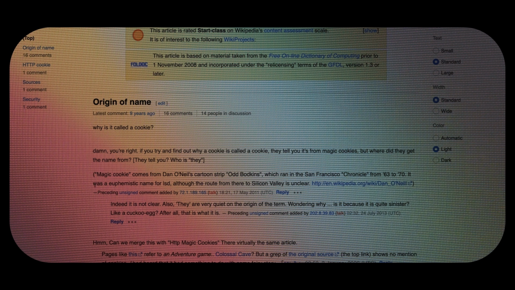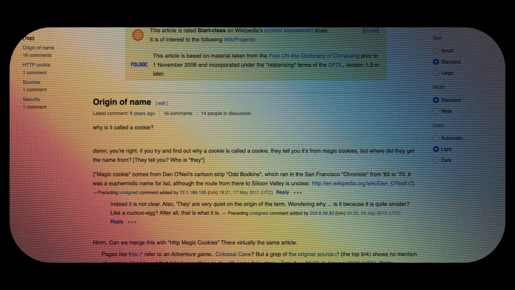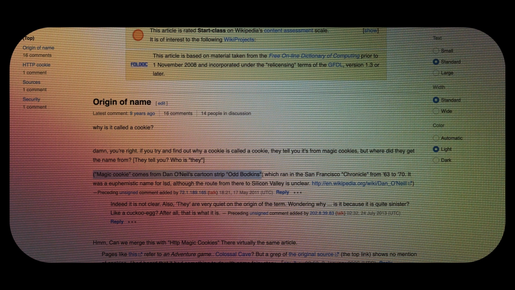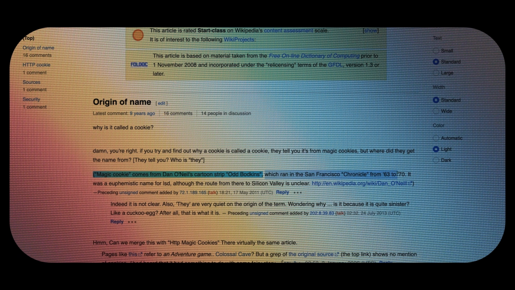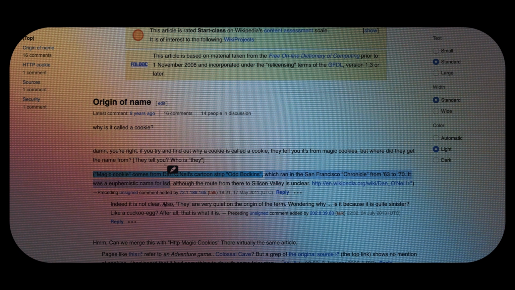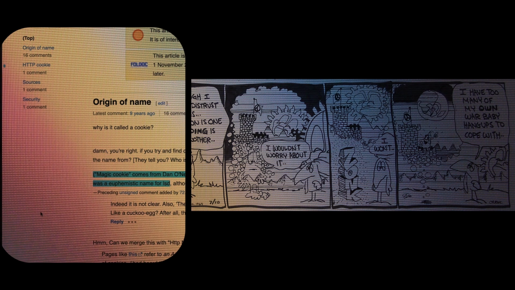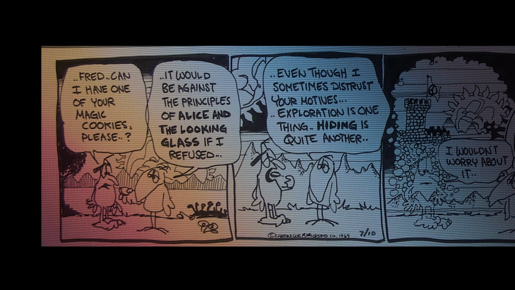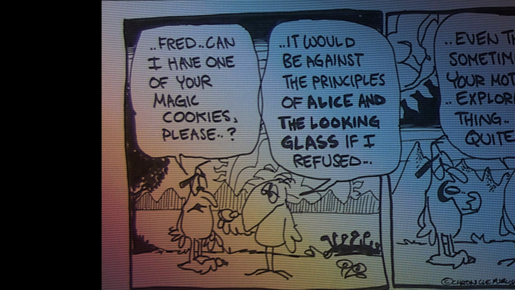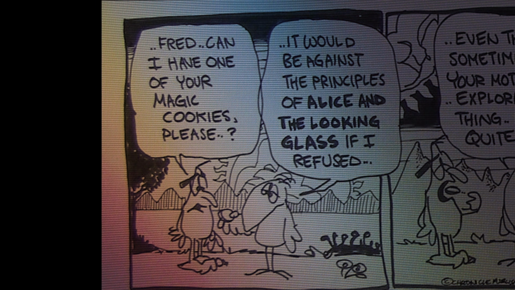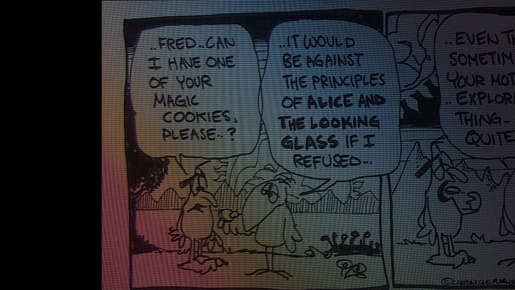First, we see one user suggests that, quote, magic cookie comes from Dan O'Neill's cartoon strip, Odd Bodkins, which ran in the San Francisco Chronicle from 63 to 70. It was a euphemistic term for LSD. And yes, we can prove that Dan O'Neill's cartoon strip did use the term magic cookies in the mid-60s, seemingly to mean LSD. Although how that is related to our magic cookies isn't clear. Let's put that up as theory number 1 and see if we can prove or dismiss it later.